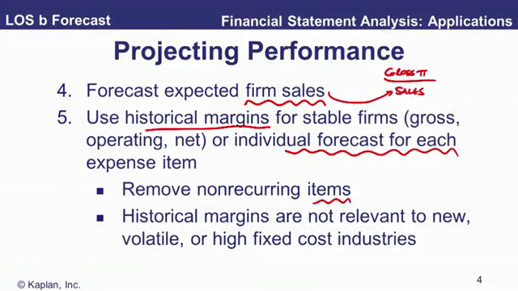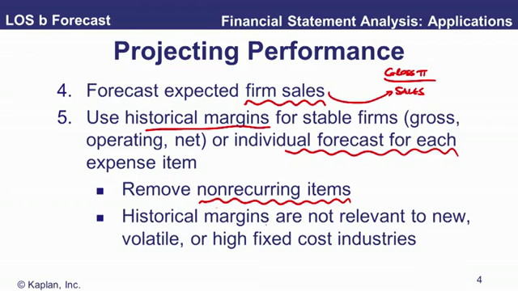Not all of our expense items will have a fixed relationship with sales. Our variable costs should vary in line with sales by their very definition. But our fixed operating costs may not. So we might need to look at individual forecasts for some of our expense items. Certainly, we need to exclude non-recurring items.